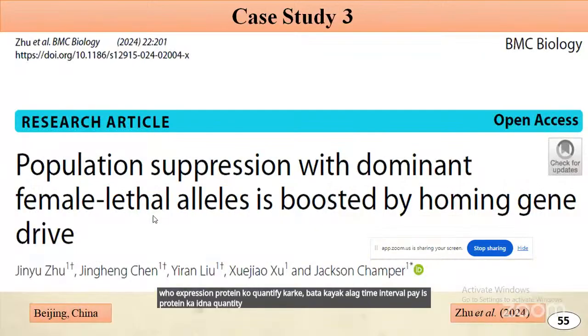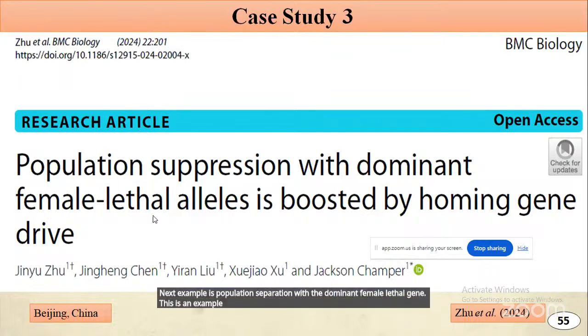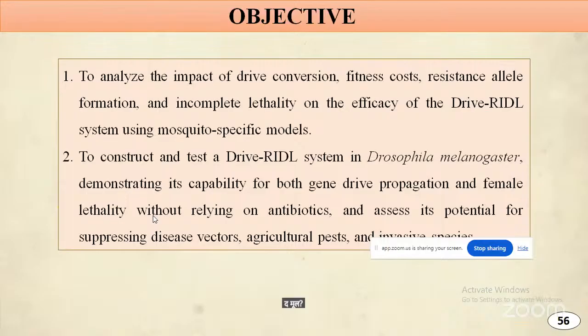The next example is population suppression with the dominant female lethal gene. This is an example of gene drive technology. So here you can see normally Drosophila melanogaster, one of the most ideal insects, you can say, which is used for classical and basic experimental study.